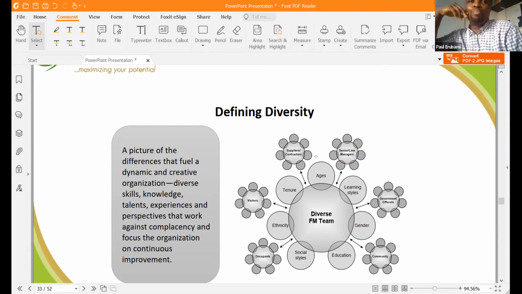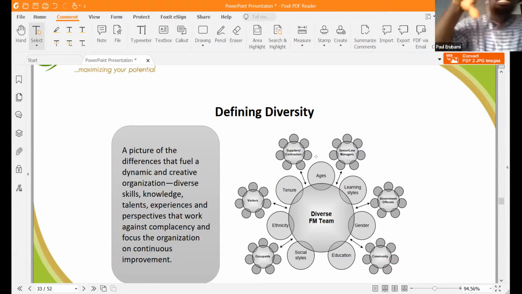If you look at this picture very well, we have an FM team that is very diverse. Diversity comes in ethnicity, tenure, which is based on experience, age, learning style, gender, education, social style, and the like.